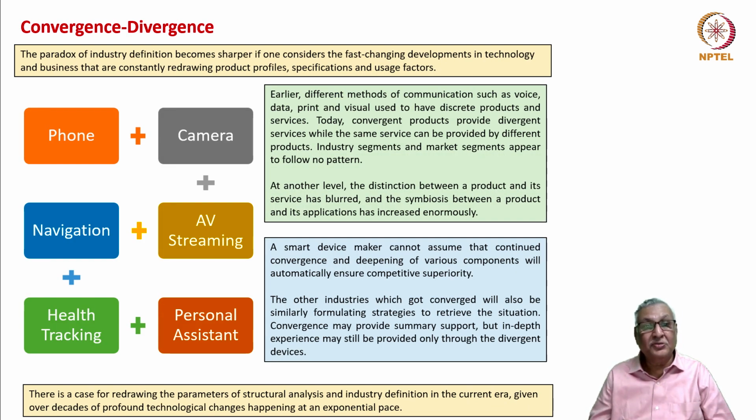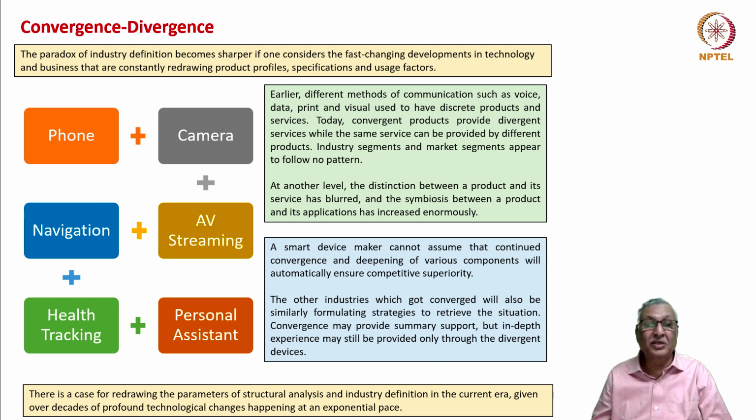We also have the paradox which gets sharper when you look at the fast changing developments in technology and business that are constantly redrawing product profiles, specifications, and usage factors. Earlier, we had different methods of communication: voice, data, print, and visual. And each of these used to power different kinds of products and services. Rather, different kinds of products and services were providing for us those functionalities. But today, convergent products are providing divergent services. Services which were discrete are being provided by one single product. Industry segments and market segments therefore appear to follow no pattern.